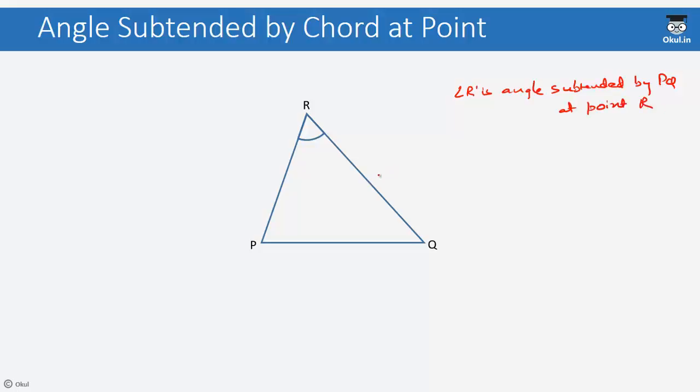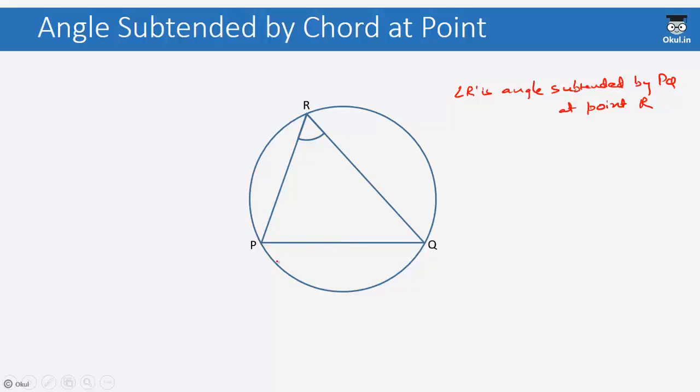Now let us suppose that these 3 points, that is P, Q, R, lie on a circle, and as we see, PQ is the chord of the circle and the point R is somewhere on the circle. So we can say that the chord PQ is subtending the angle at the point R.